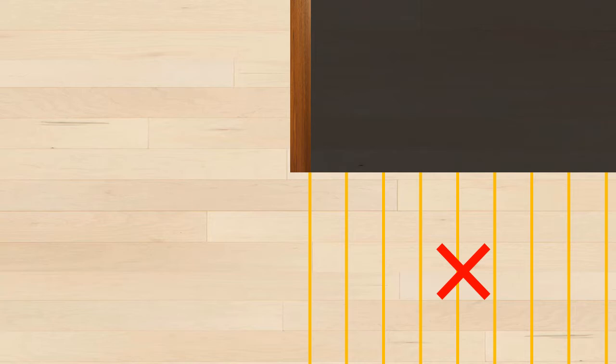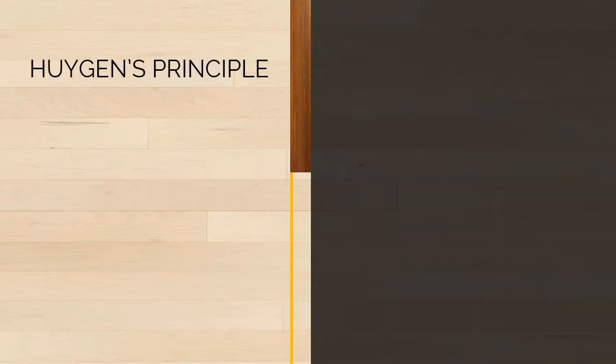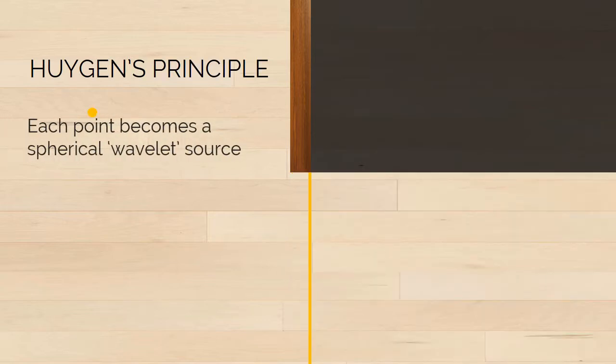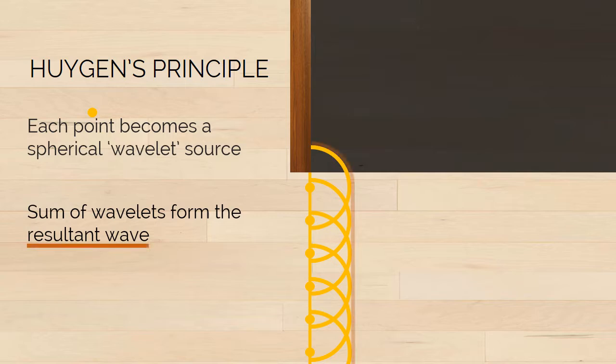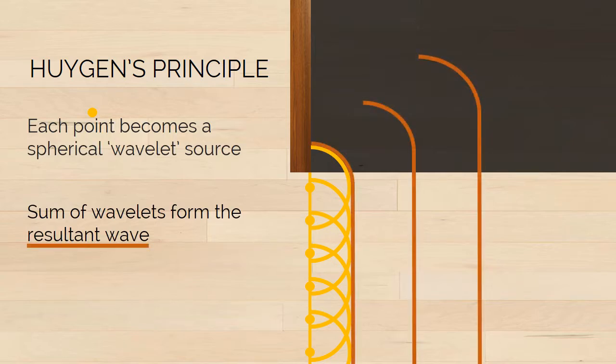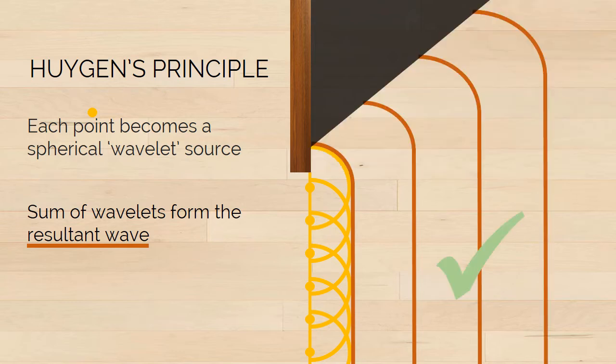How the light propagates to the dark room can actually be explained by Huygens' principle, which states that each point on the wave hitting the obstacle becomes a spherical wavelet source, and that the sum of these wavelets form a resultant wave, which then propagates forward in space. In effect, the wave which hit the obstacle got diffracted.